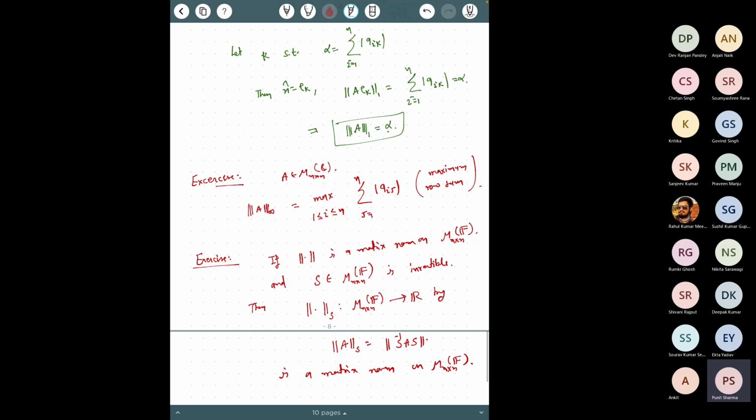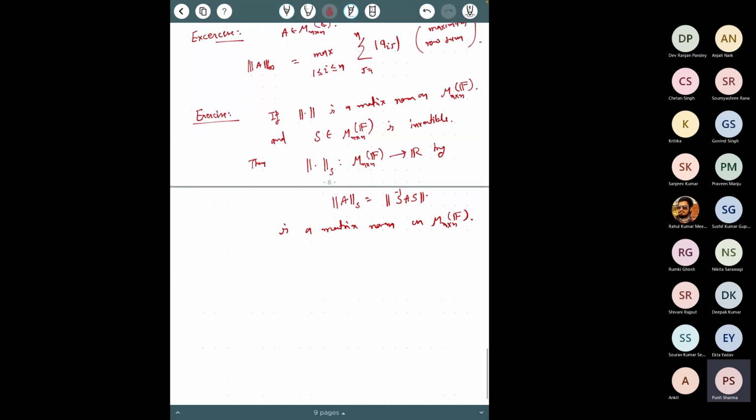Why this is true, you can verify quickly. In order to check that this is a matrix norm, you have to check 5 properties. The first 4 properties follow easily, and this is not difficult to check, because here this is a norm. Using the norm properties, you can show that the first 4 properties are satisfied. Only thing is to check the submultiplicativity, but that is also true.